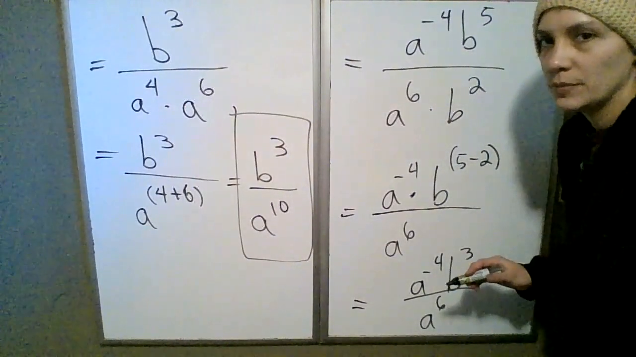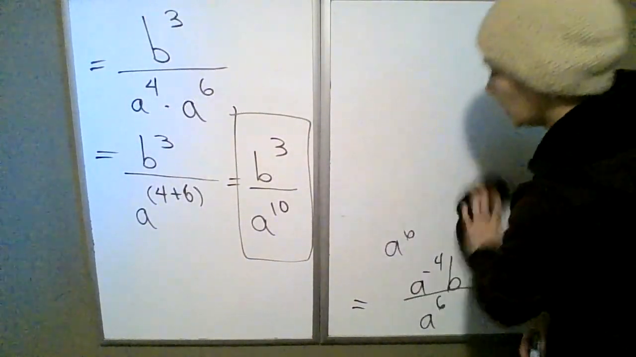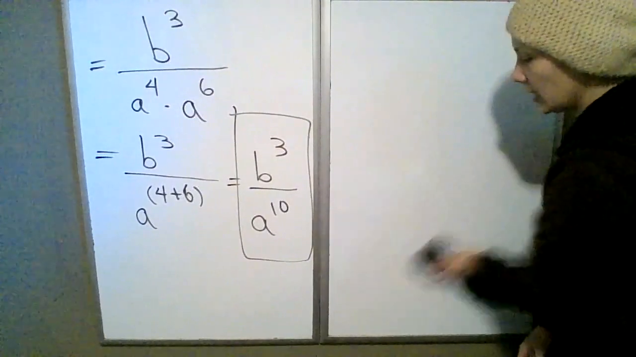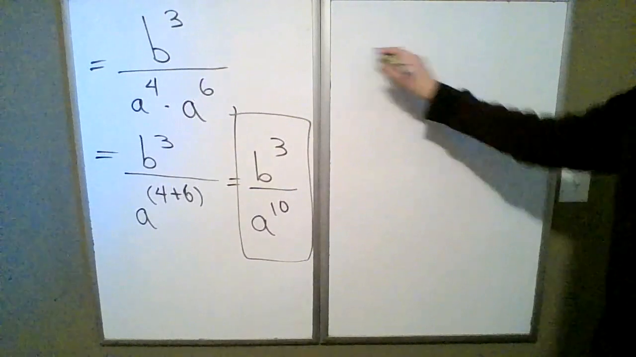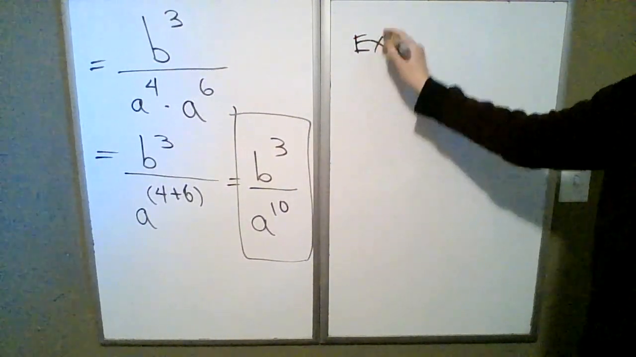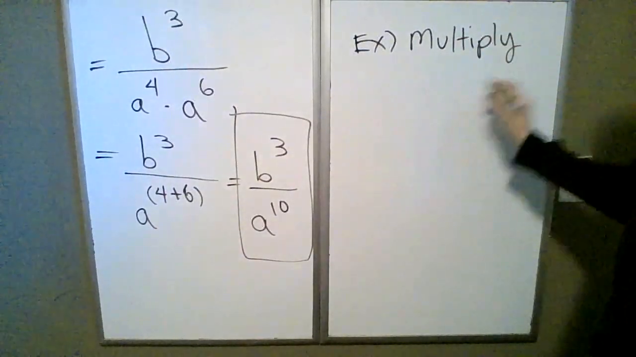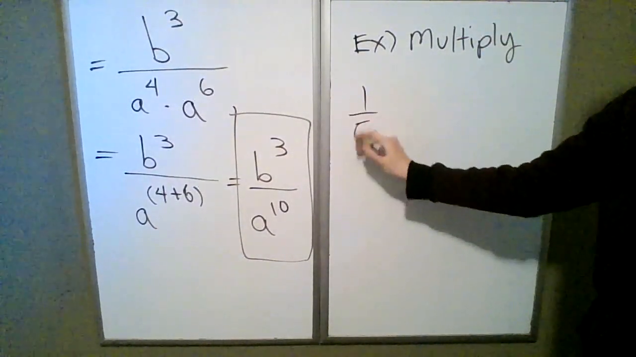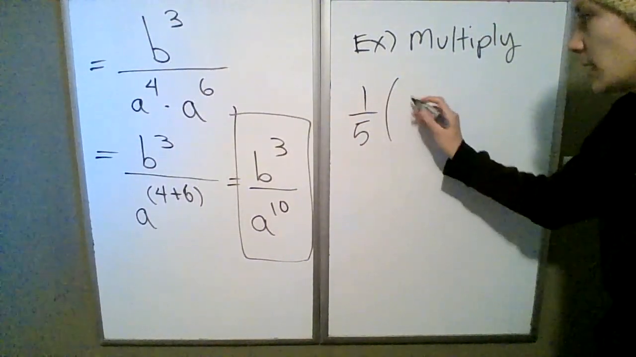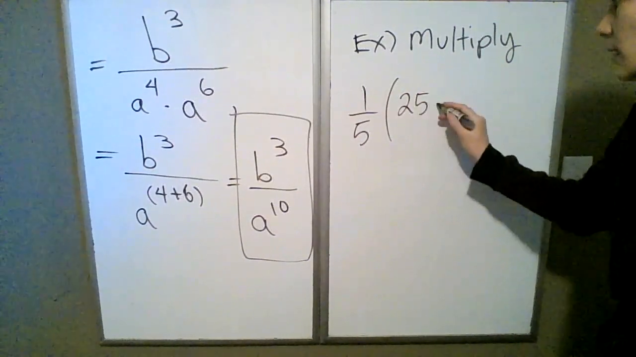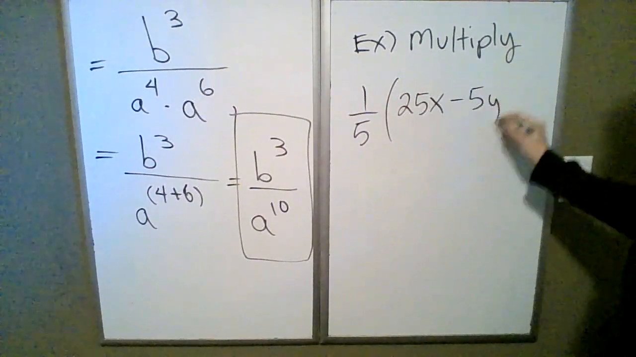We're going to do one more problem and then we'll come back next time to keep on practicing for the final. This time we're just going to multiply, and the goal is just to practice using the distributive property. Okay. 1/5 multiplies with 25x. Subtract 5y. And add.